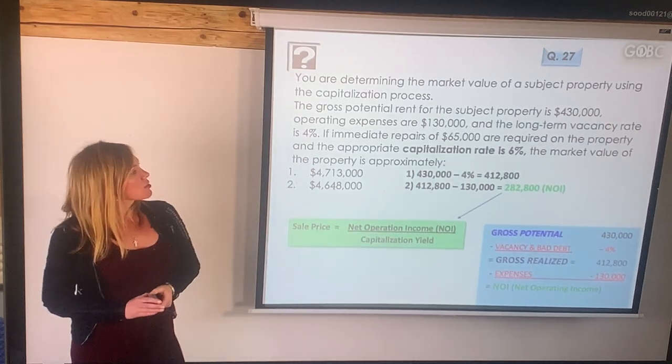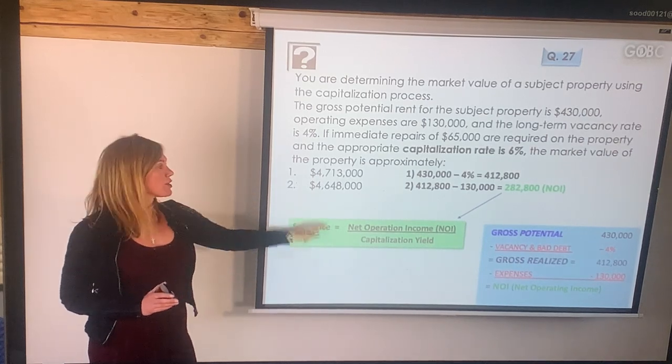Now, what else are they looking for? They say the market value of the property. Market value means the sale price, right? That's what they're looking for. Market value of the property.